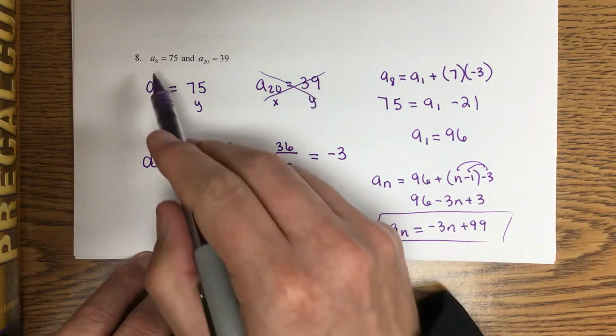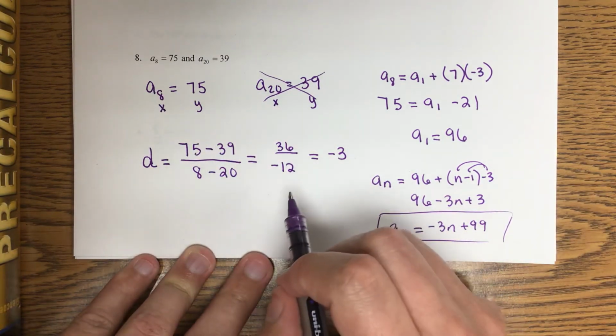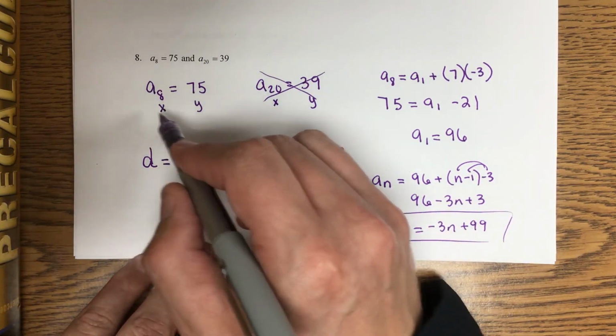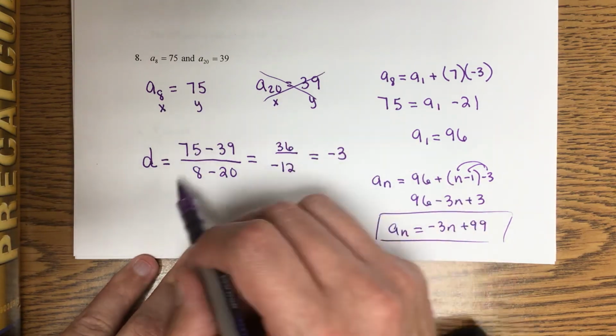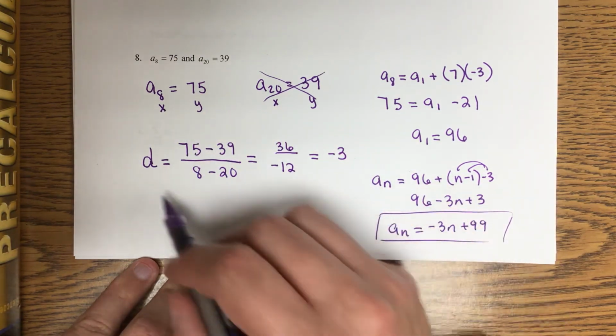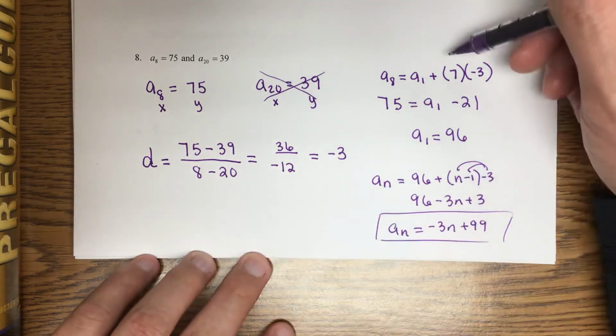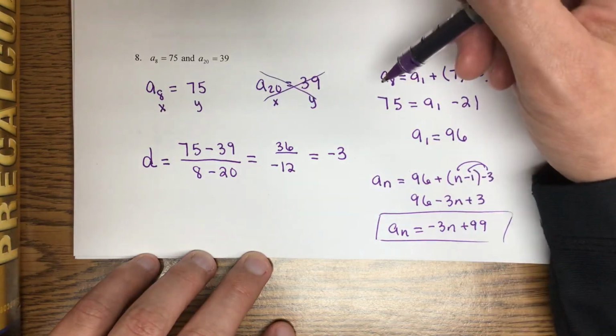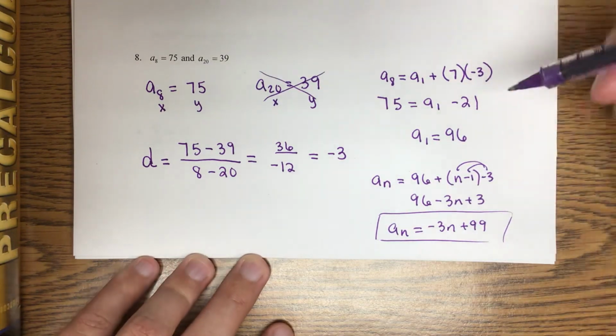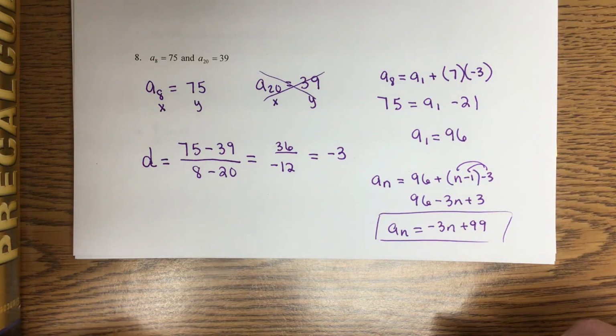So given 2 points or 2 terms of an arithmetic sequence, you could treat it as 2 ordered pairs and find the slope between those ordered pairs, which would be that common difference, and then pick just one of those terms and go ahead and solve for a sub 1. Those are your notes for today.